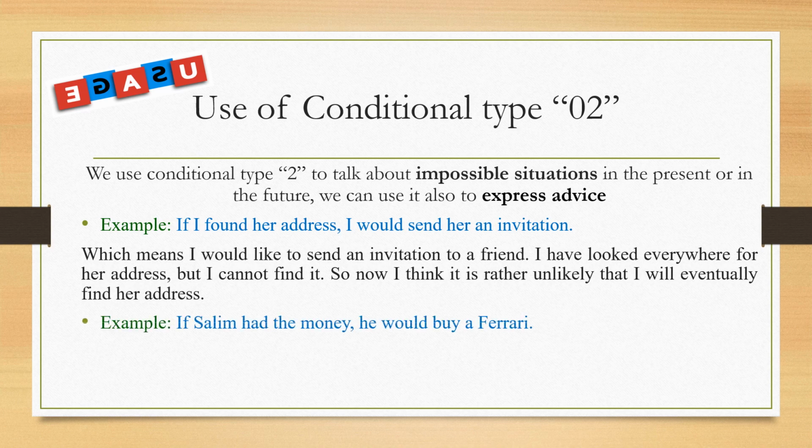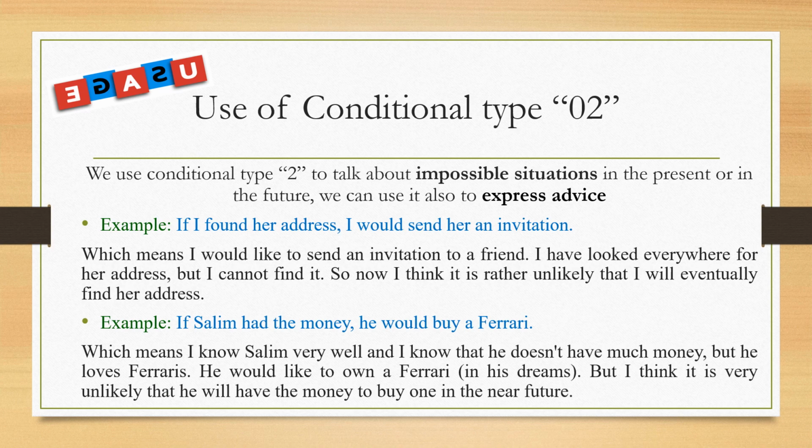The second example: if Salim had the money, he would buy a Ferrari. So Salim doesn't have money, which means I know Salim very well and I know that he doesn't have much money, but he loves Ferraris. He would like to own a Ferrari in his dreams, but I think it is very unlikely that he will have the money to buy one in the near future. Impossible situation. If Salim had the money, he would buy a Ferrari. So this is an impossible situation.